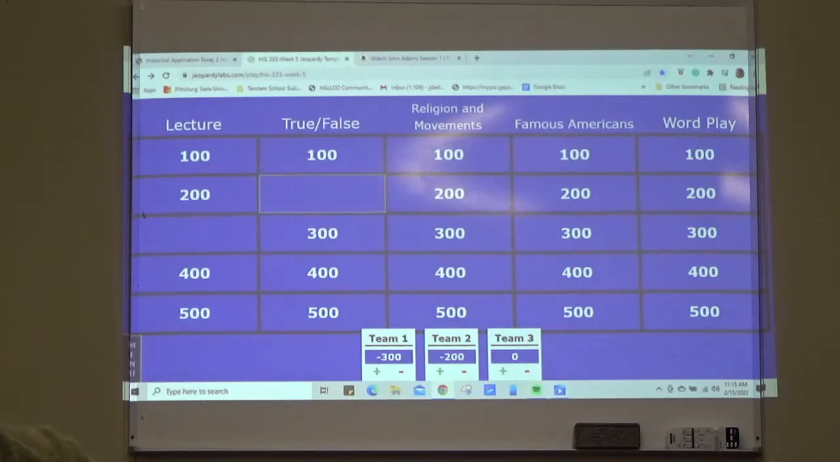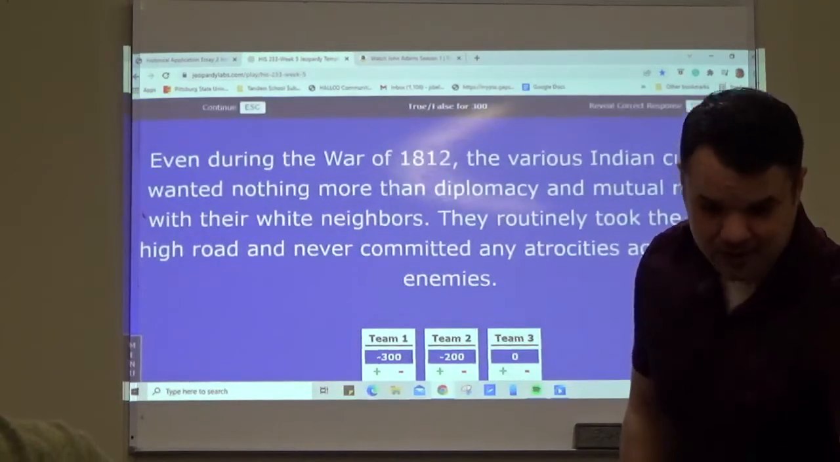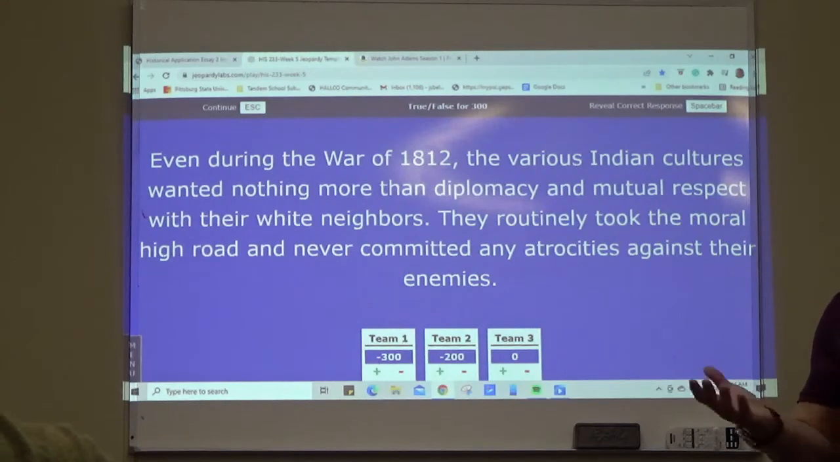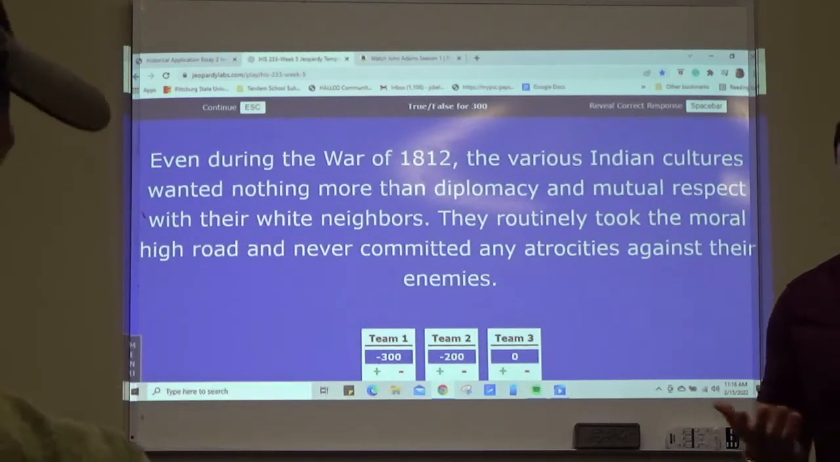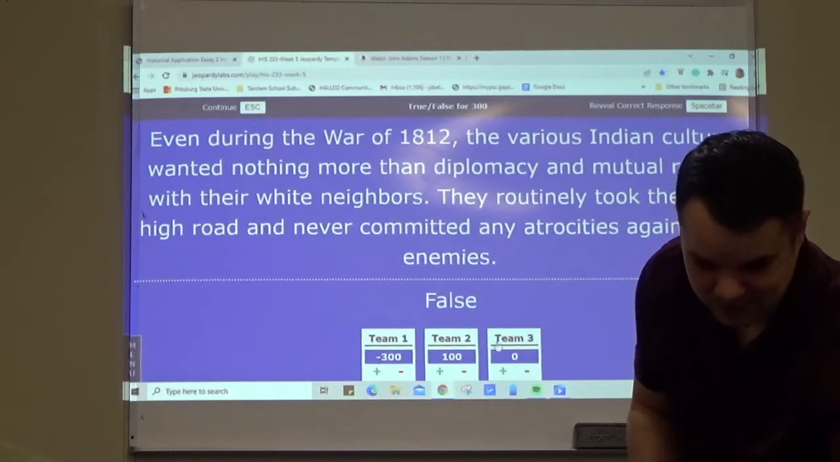No points back. True or false, which one? 300. Even during the War of 1812, the various Indian cultures wanted nothing more than diplomacy and mutual respect with their white neighbors. They routinely took the moral high road and never committed any atrocities against their enemies. Yeah, it's false. Absolutely false.